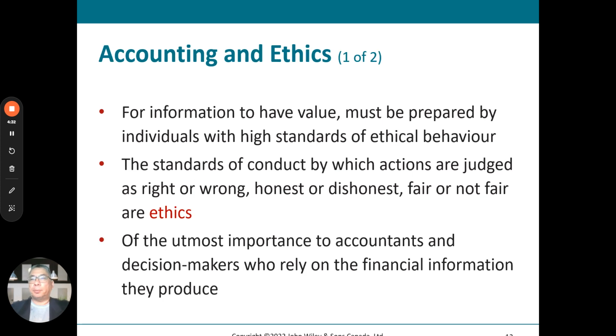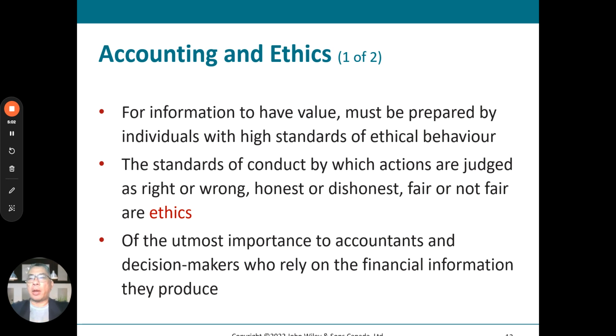Accounting and ethics. For information to have value, it must be prepared by individuals with high standards of ethical behavior. That's the key part. The standard of conduct by which actions are judged as right or wrong, honest or dishonest, fair or not fair, is called ethics. Accountants, like CPA and CMA designation holders, have the highest quality standards that we must uphold.